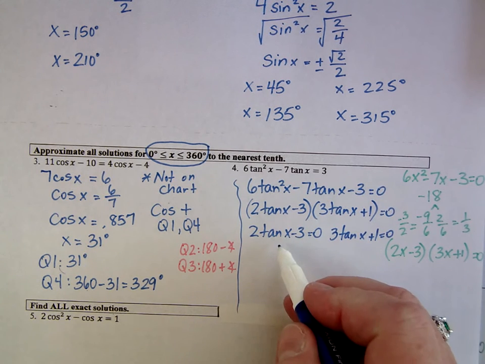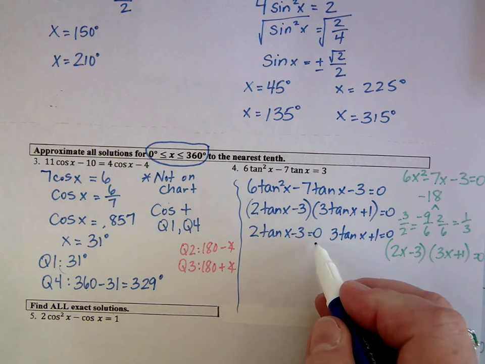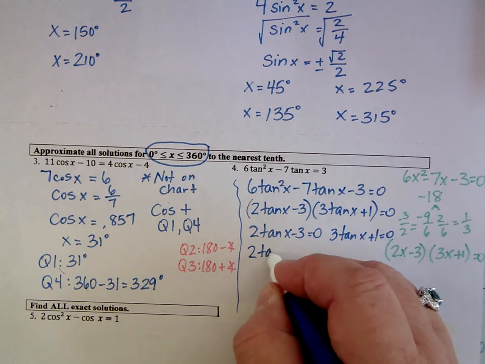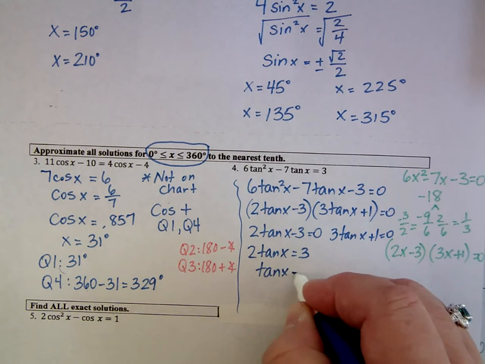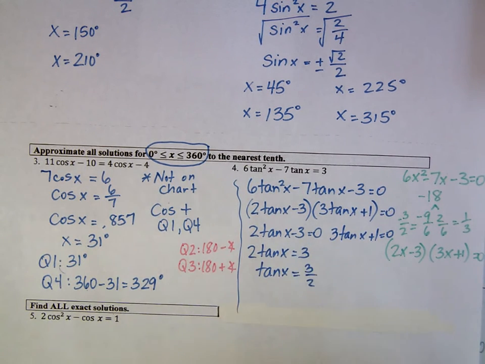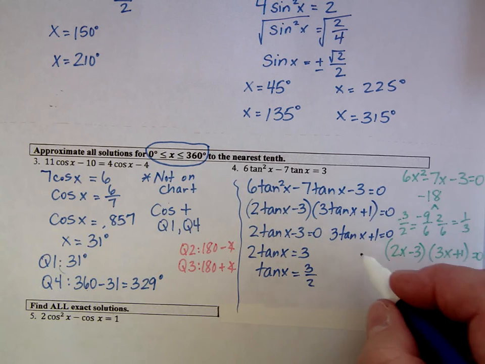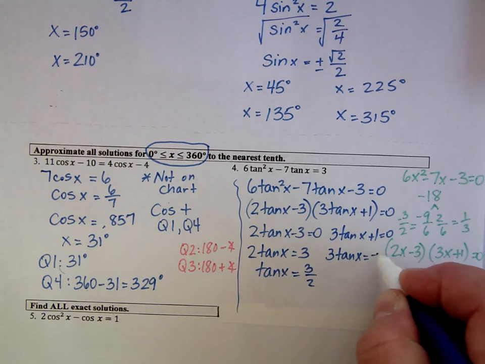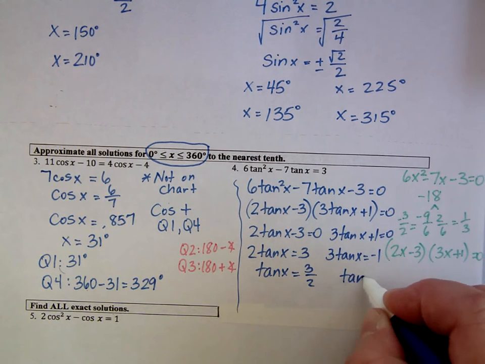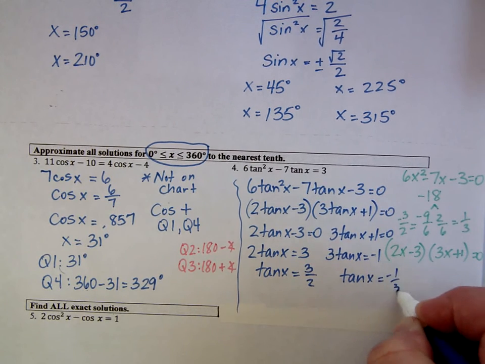Let's do one at a time here. If I bring the 3 to the other side, that gives me 2 tangent of x equals 3. Divide by 2. Tangent of x is 3 halves. If I come over to this guy and do the same thing, 1 goes to the other side. 3 tangent of x equals a negative 1. So the tangent of x equals a negative 1/3.